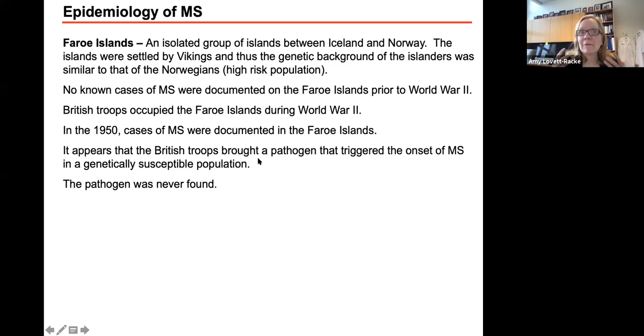They thought this was going to be the perfect way to figure out what the cause of MS was, because again, you had no MS, a very isolated population, genetically high susceptibility. And so they thought it had to be an infection. So there was a tremendous amount of work done looking for a pathogen that the British soldiers brought. But they could never definitively identify a pathogen that seemed to be associated with the outbreak of MS in the Faroe Islands. And to this day, the Faroe Islands has the same incidence of MS as Norway and Northern Europe.